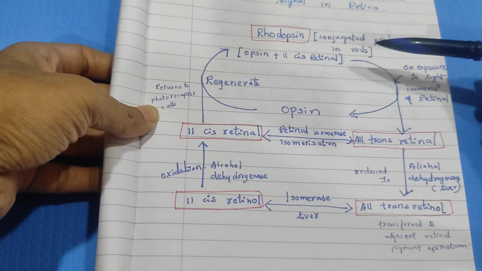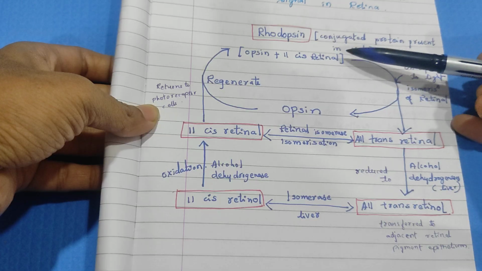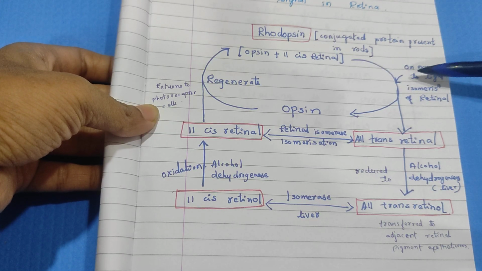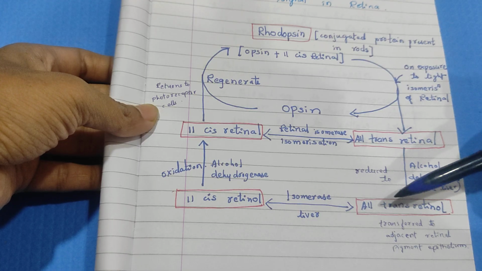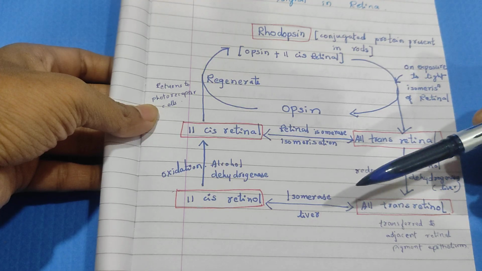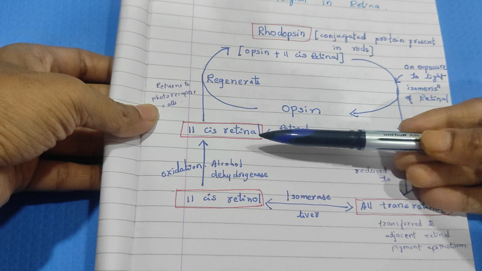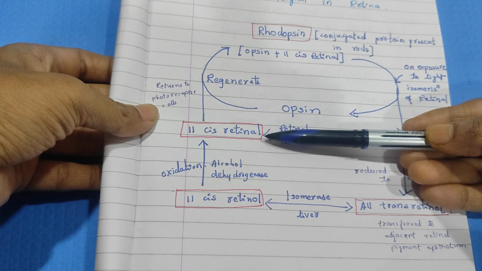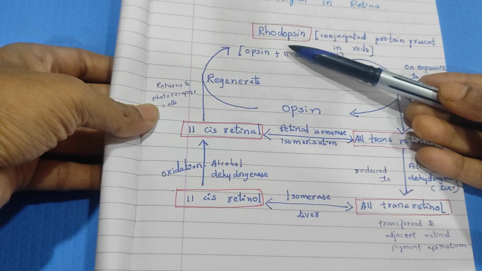Once again, let's repeat the cycle. Rhodopsin, which contains opsin and 11-cis retinal, undergoes isomerization to form all trans retinal, which is then reduced to all trans retinol, which again is isomerized to 11-cis retinol and then oxidized to 11-cis retinal, which again combines with the opsin and regenerates rhodopsin.